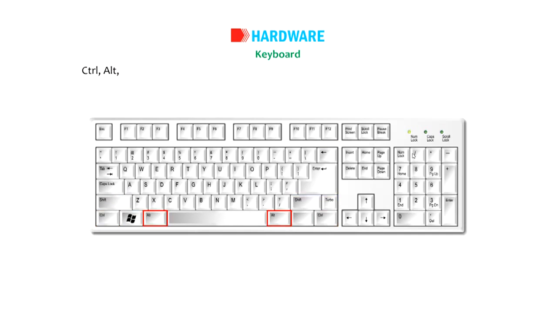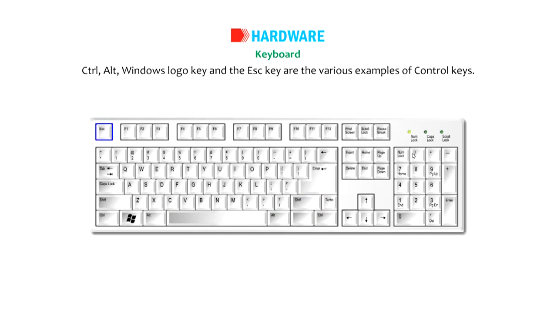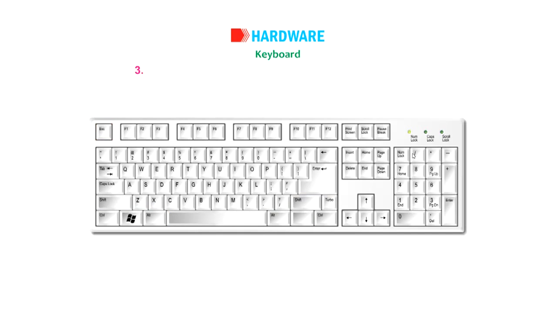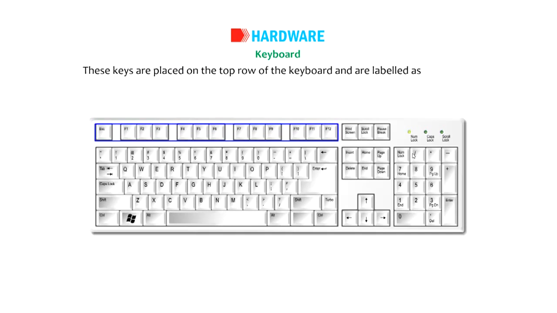Control, Alt, Windows logo key and the Escape key are the various examples of control keys. Number 3. Function keys. These are used to perform specific tasks. These keys are placed on the top row of the keyboard and are labeled as F1 and so on till F12. These keys have different functions in different programs.